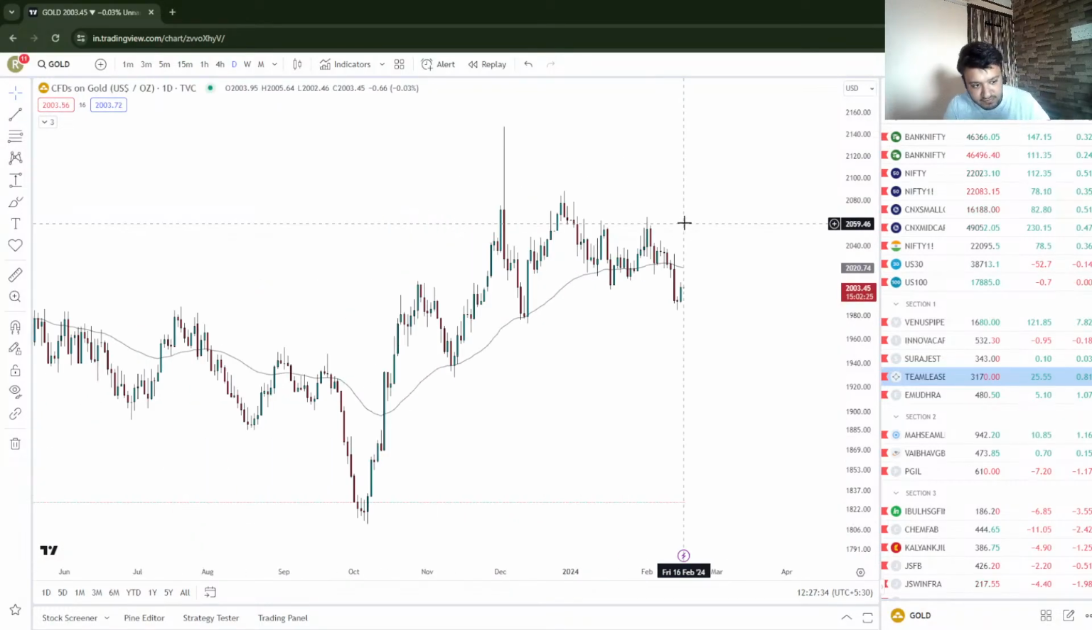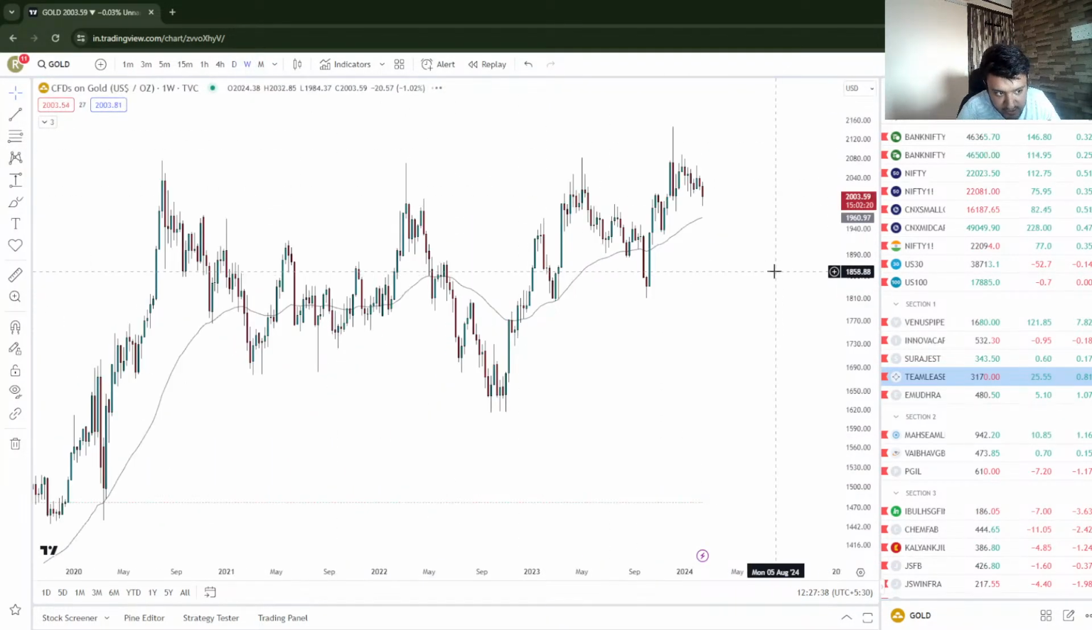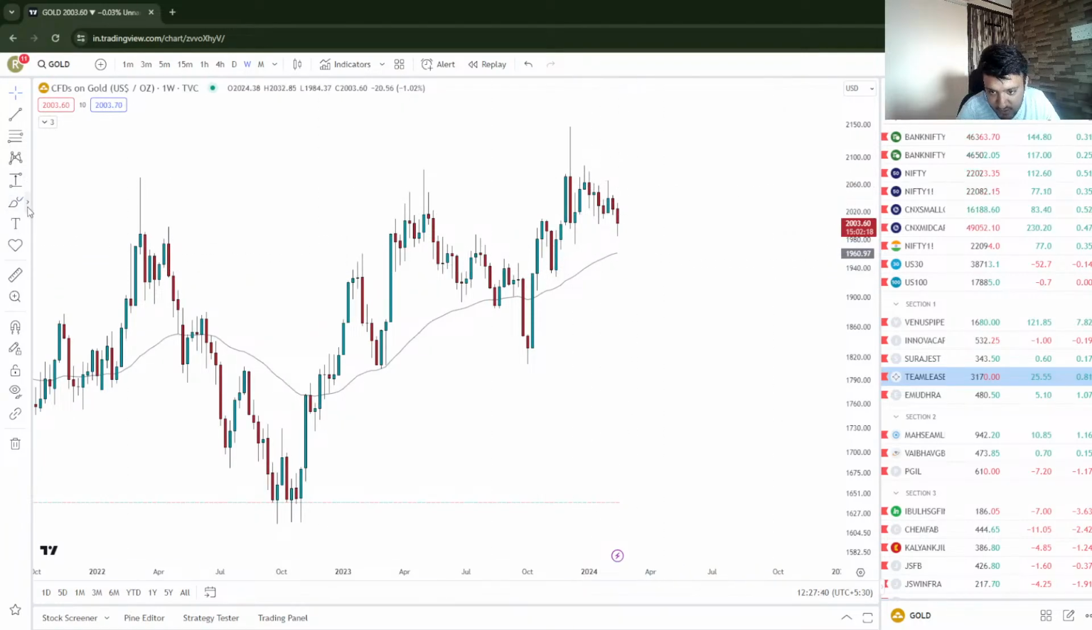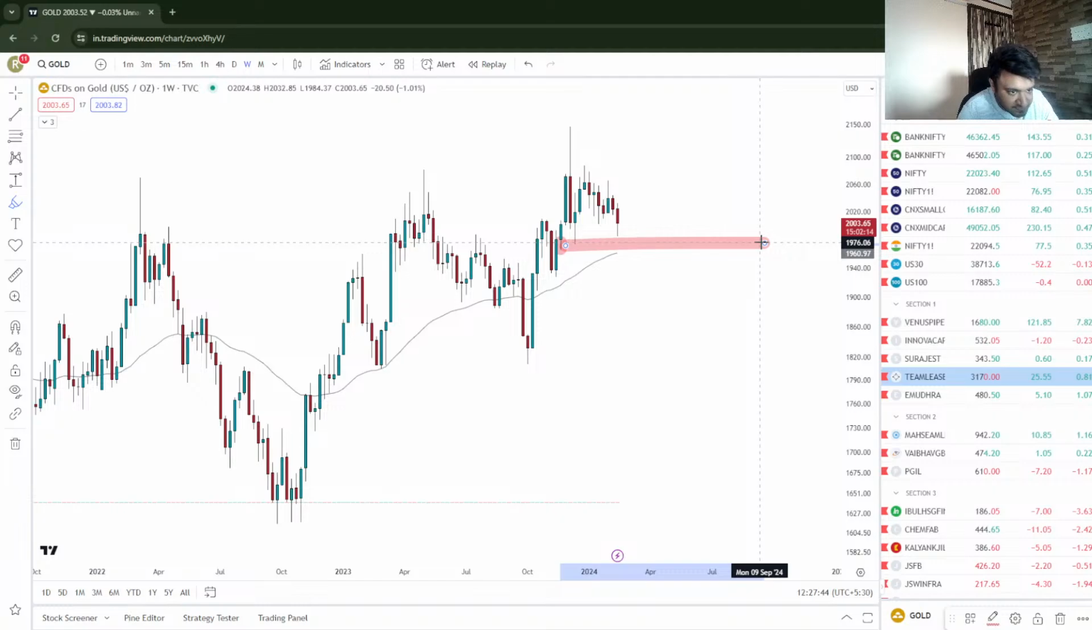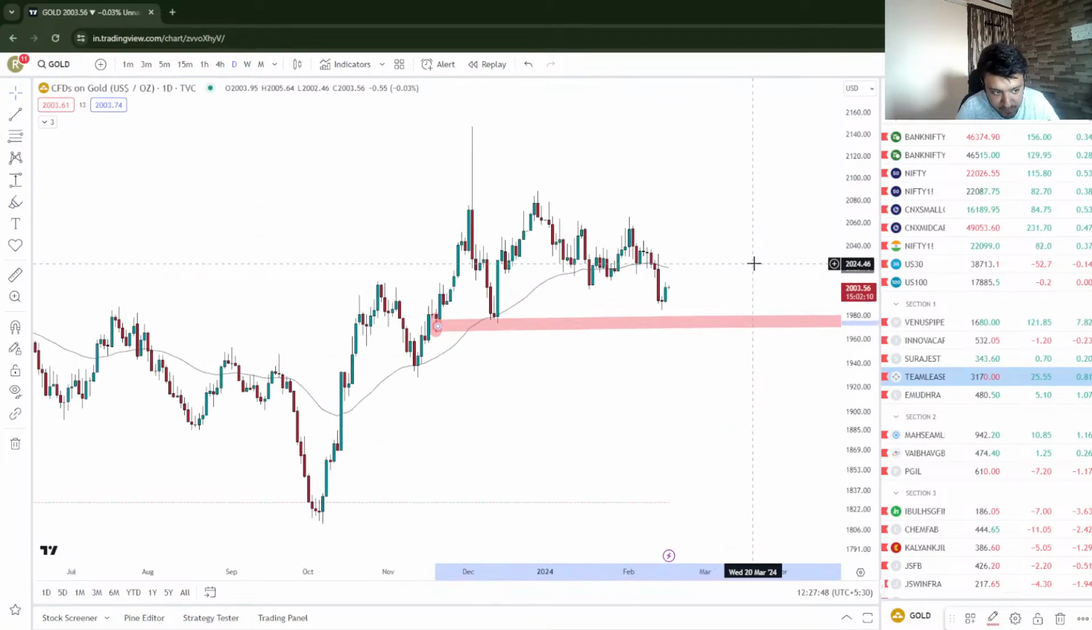So gold, let's look at the weekly chart of gold. The weekly demand of gold is actually this candle. So gold is still good enough. Nothing bad here. Don't worry about the daily fall. Obviously, there's a drop on the daily, but it's all right. If you're investing in gold, it's still good.